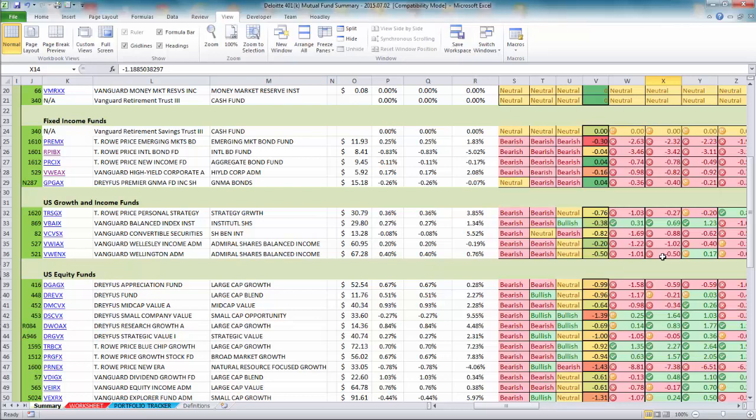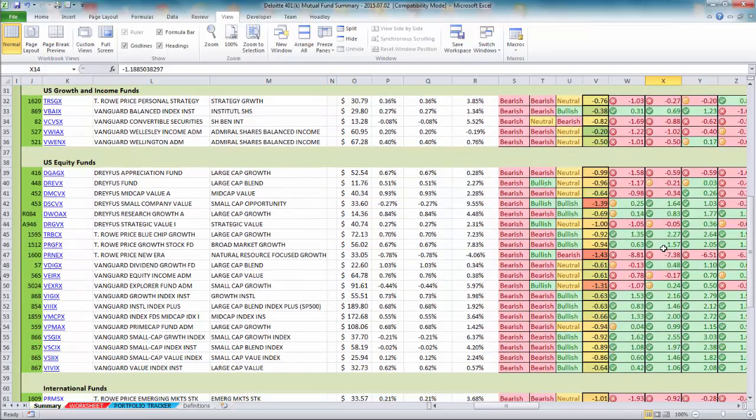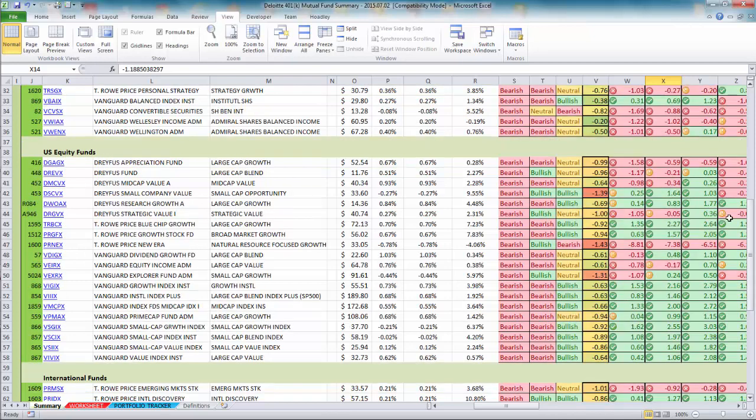As we go from the fixed income to the U.S. growth and income, we're seeing generally a lot of red on both sides, so we're tending to stay very light or avoid this area. The U.S. equities have been relatively strong. They've been the safe place to be. We're seeing quite a bit of green, but we are seeing it transition to red.